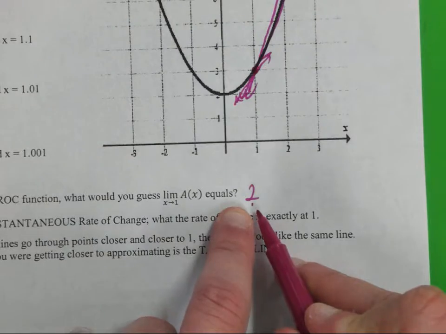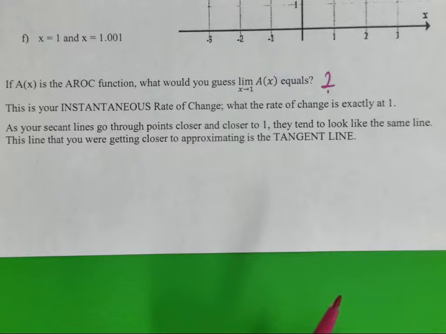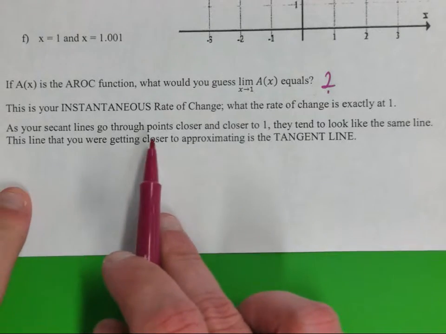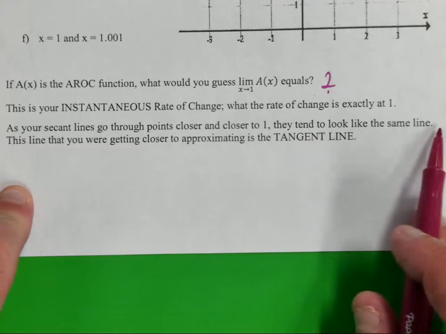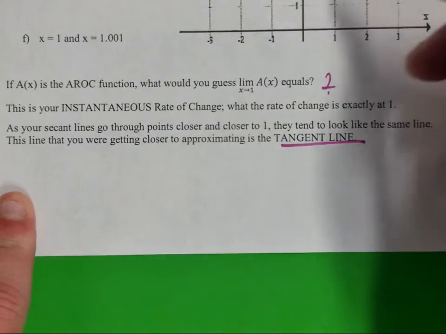You got me? Okay. So this is your instantaneous rate of change, what the rate of change is exactly at 1. As your secant lines go through points closer and closer to 1, they tend to look like the same line. The line you're getting closer to is the tangent line, what we're getting at that very instant. All right. Now, skip page 16. I want to go to page 17.